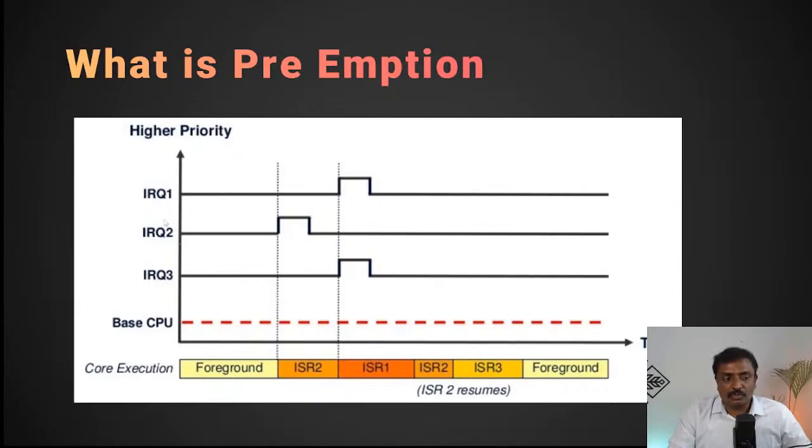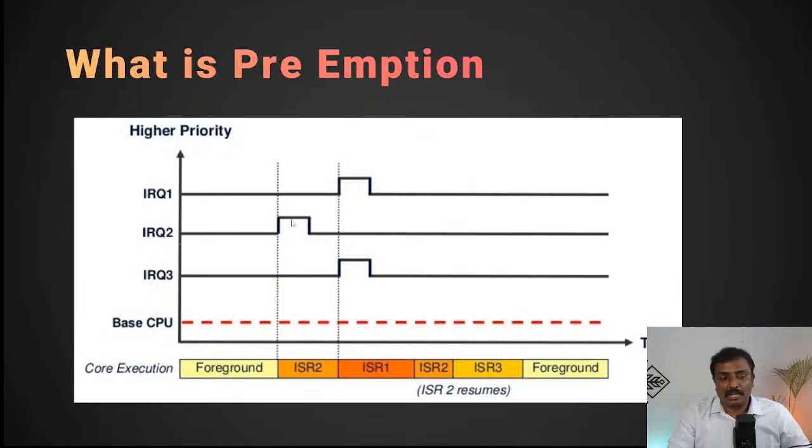You have IRQ1, IRQ2, and IRQ3. The first is IRQ2, which executes ISR2. Suddenly IRQ3 occurs, and IRQ1 also occurs. IRQ1 is the highest priority, the next is IRQ2, and the next is IRQ3.